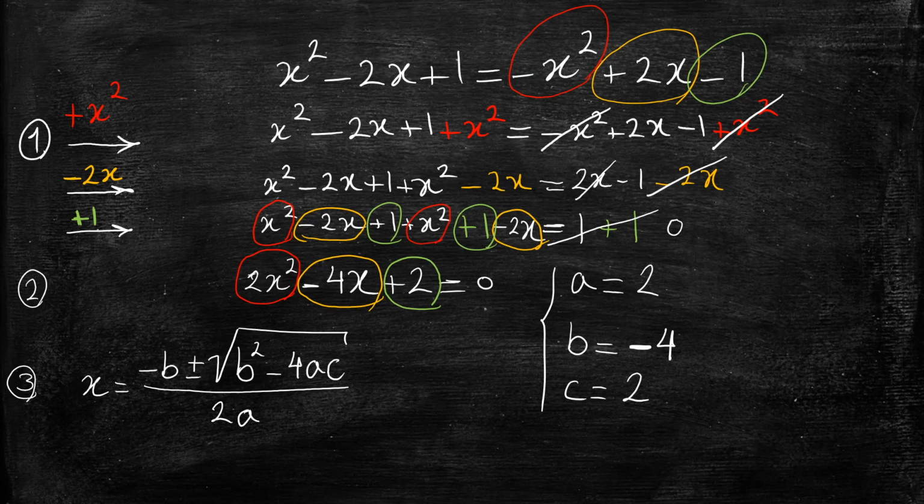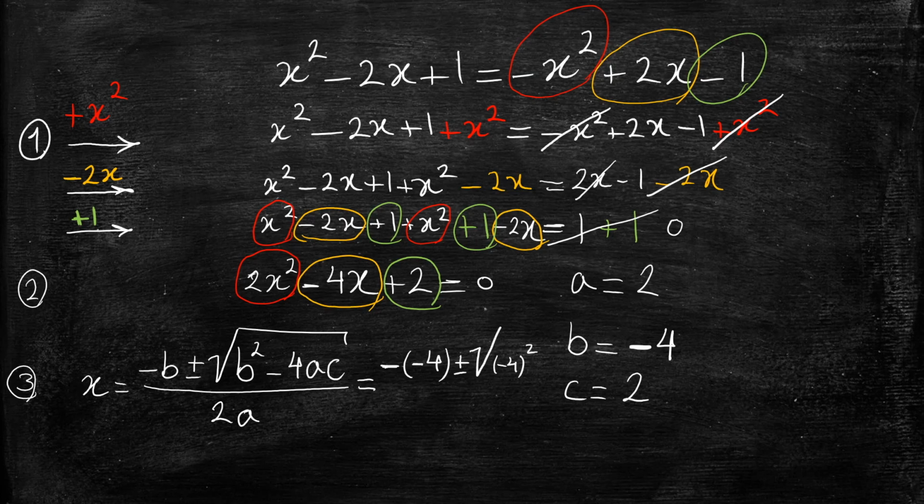Now we go about substituting them into the formula. So minus b, that is -4, right? The formula says minus b. So minus b is 4. Be careful about that. I'm going to wipe this out for now. Plus minus square root of b squared, so -4 to the power of 2.